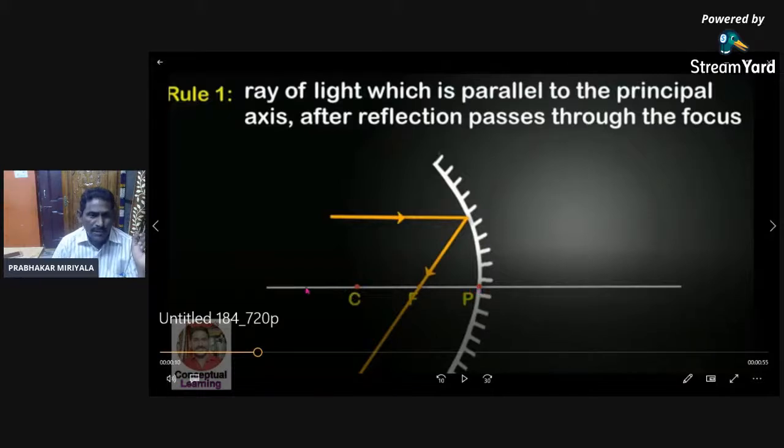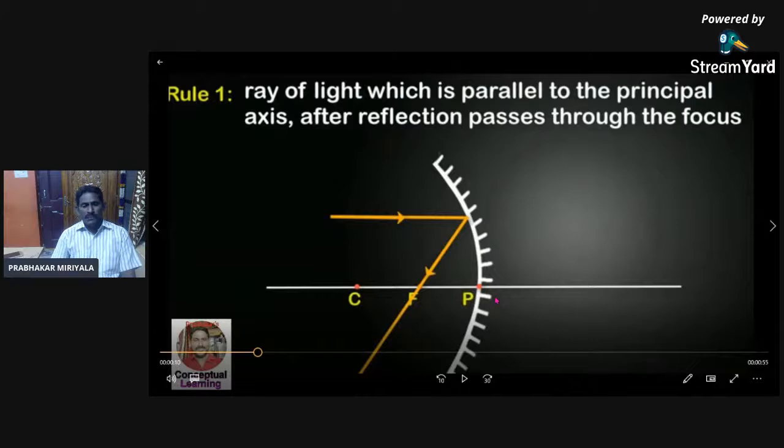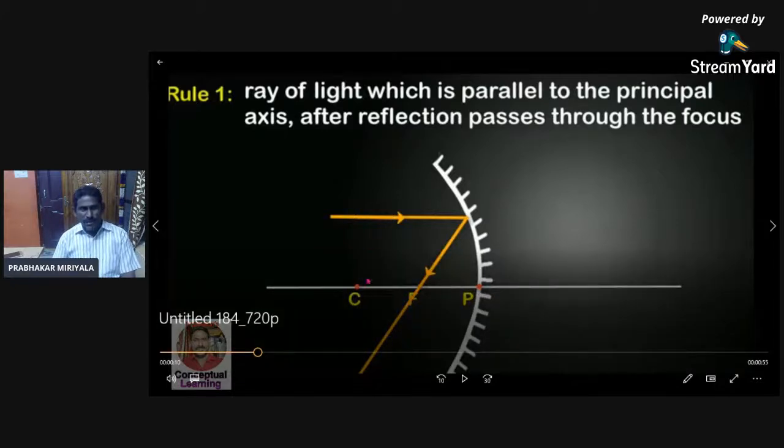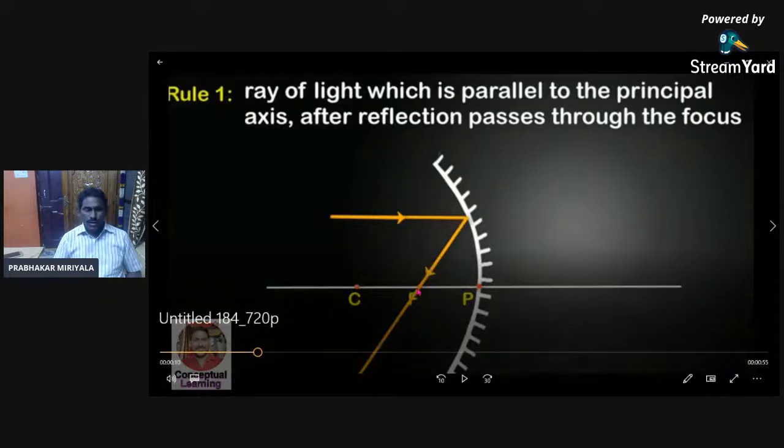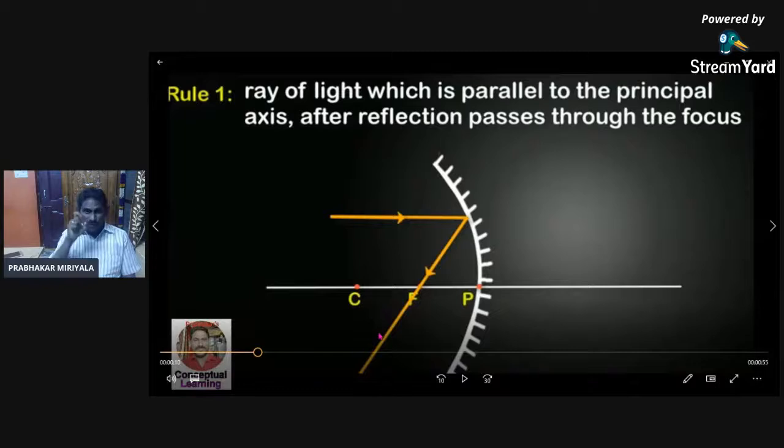Mirror యొక్క pole ni center of curvature ni కలుపుతూ డ్రా చేసినటువంటి ఇమాజినరీ లైన్ ని మనం ప్రిన్సిపల్ యాక్సిస్ అంటాం. ఇఫ్ ఎనీ లైట్ రే విచ్ ఈజ్ ప్యారలల్ టు ద ప్రిన్సిపల్ యాక్సిస్, అలా ప్యారల్ గా వచ్చినటువంటి రేస్ ఇన్సిడెంట్ ఆన్ ద సర్ఫేస్ ఆఫ్ ద spherical mirror, after reflection they pass through focus నుంచి pass అవుతాయి. If you consider one ray here, it is also parallel to the principal axis. After reflection it always passes through the focus. So the light ray which is parallel to the principal axis, after reflection passes through the focus. This is rule 1.